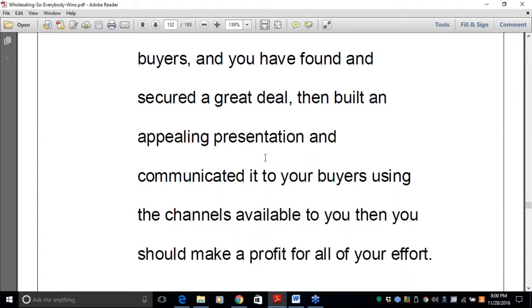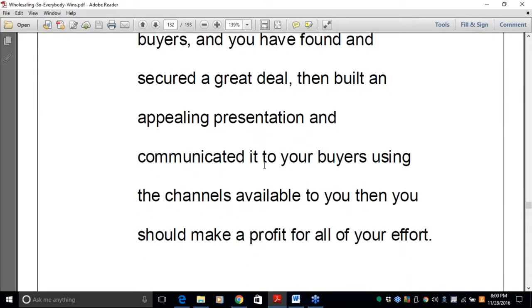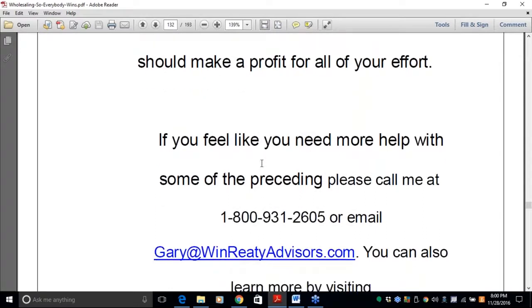In any case, I just want to give you a high-level view that just because you get something under contract doesn't mean you're going to be able to sell it. And you can't just send people emails saying, hey, I got this great property, here's a picture of it. You got to really communicate as thoroughly, accurately, and completely as you possibly can.